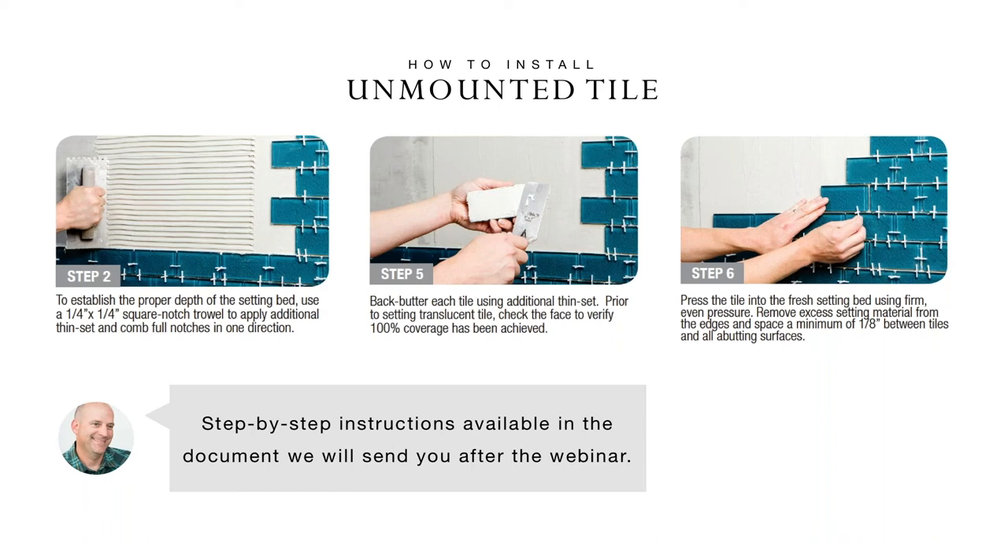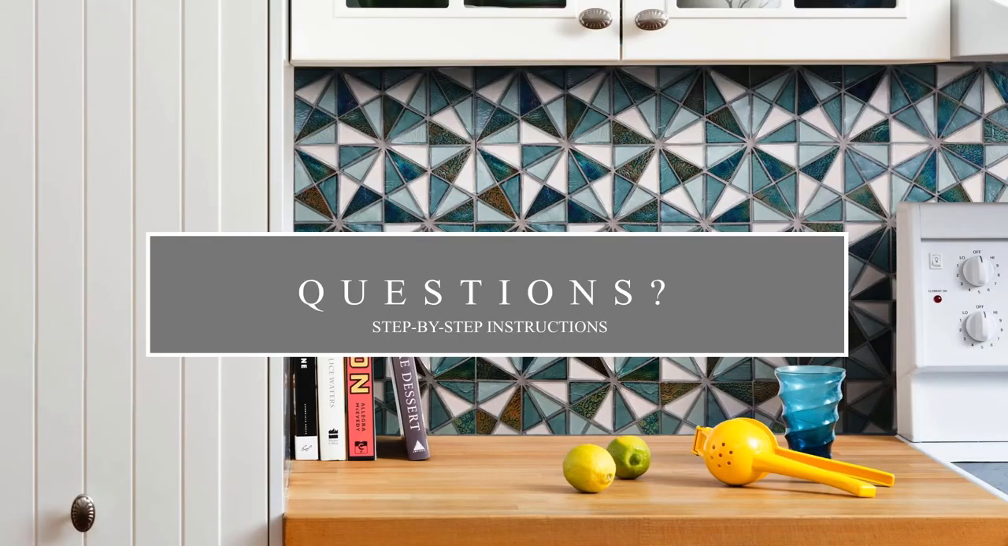If you had an opaque tile, that wouldn't matter. But with a translucent tile, you can see that void. And that's not a performance issue as much as an aesthetic issue. So once again, it is a key component to a successful unmounted glass tile installation. Any questions about that? I want to keep things moving, so we try and stay on time. We do have a couple questions.